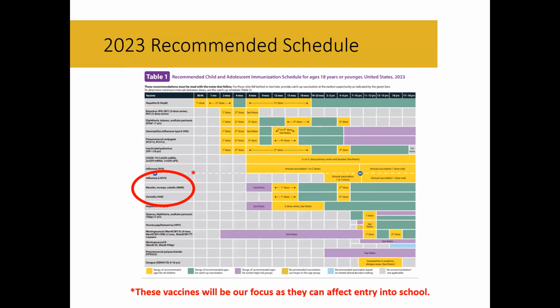This is the 2023 recommended child and adolescent immunization schedule. If you look to the red circle, our live flu vaccine, MMR, and varicella vaccines will be the focus of this presentation. Rotavirus vaccines also are live vaccines, but they are not included as rotavirus does not affect entry into school. Children with invalid doses of MMR or varicella vaccines may be excluded from school until they receive a valid repeat dose.